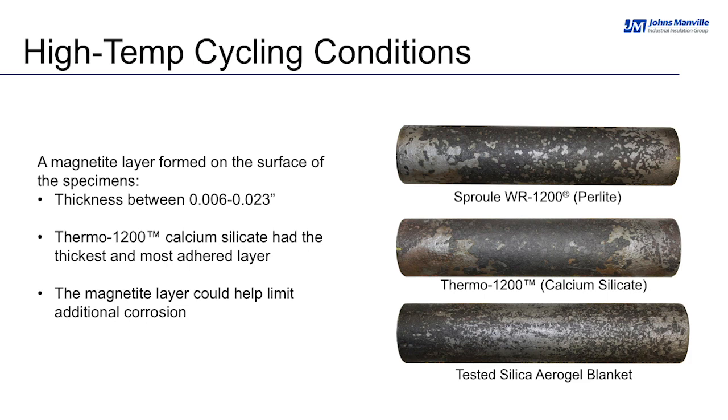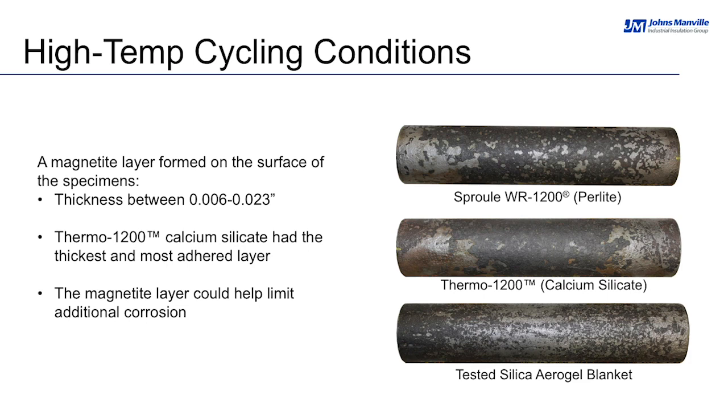One other significant observation that was seen with all 3 high-temperature cyclic samples was the formation of a magnetite layer on the pipes. The magnetite layer was very difficult to remove from the pipes, even with the wire brush that I described earlier.